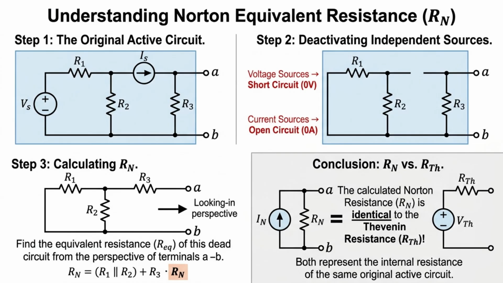The second parameter, Norton resistance, is the equivalent resistance seen from the output terminals when all independent sources are turned off. Voltage sources are replaced by short circuits, and current sources are replaced by open circuits. The resistance calculated from this perspective is identical to the resistance used in the Thevenin equivalent.